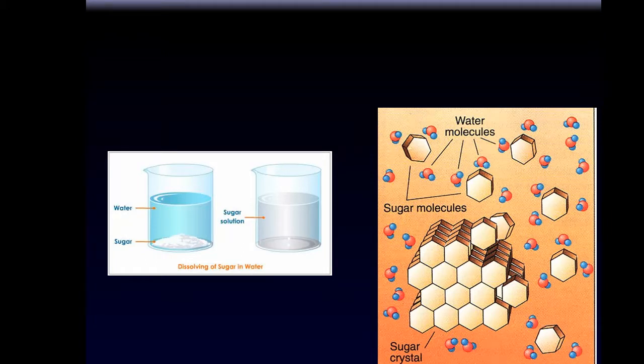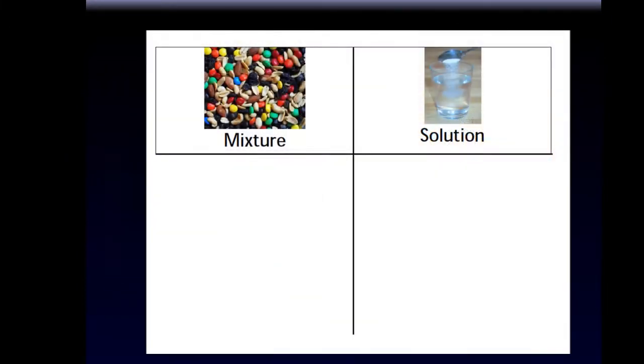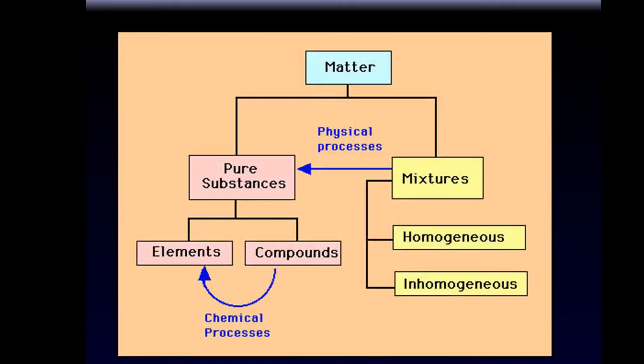So a solution is where a solute is equally distributed, or dissolved, in the solvent. However, not all materials or molecules can be dissolved. And when they don't dissolve, the result is a mixture. For example, here's an example of a mixture: if you have M&Ms and peanuts and so on. That's an example of a mixture, whereas this would be an example of a solution.